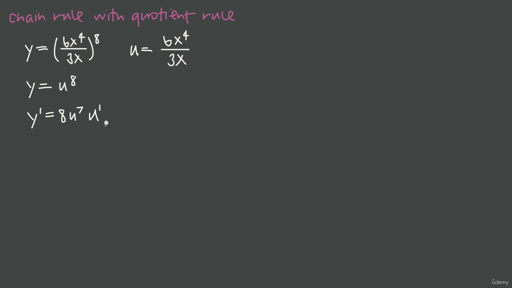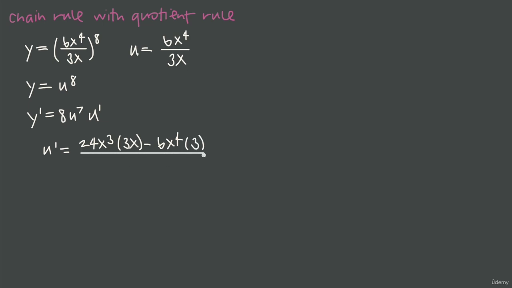And now that we have our derivative equation, we can back substitute for both u and u prime. Before we do that, let's go ahead and find u prime. So the derivative of u, let's find this using quotient rule. Remember that quotient rule tells us that we take the derivative of the numerator. So the derivative of 6x to the 4 is 24x cubed. So we'll say 24x cubed. We multiply that by the denominator. Then we subtract the numerator, 6x to the 4, multiplied by the derivative of the denominator. Well, the denominator is 3x, its derivative is 3, so we multiply by 3.